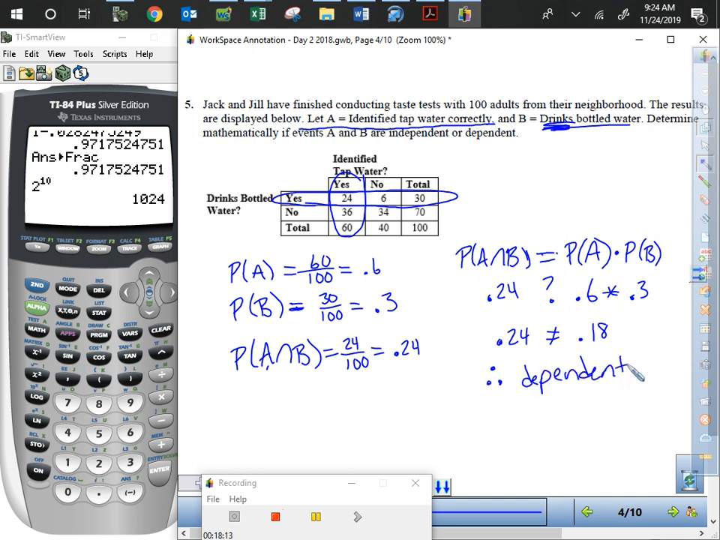If we think about that for a little bit, it should make sense. If you are able to identify tap water correctly, that probably increases the likelihood of you being a person who drinks bottled water. If you're drinking tap water all the time, you may not be able to tell the difference between bottled water and tap water. Not always obvious to think about, which is why we do the math for it.